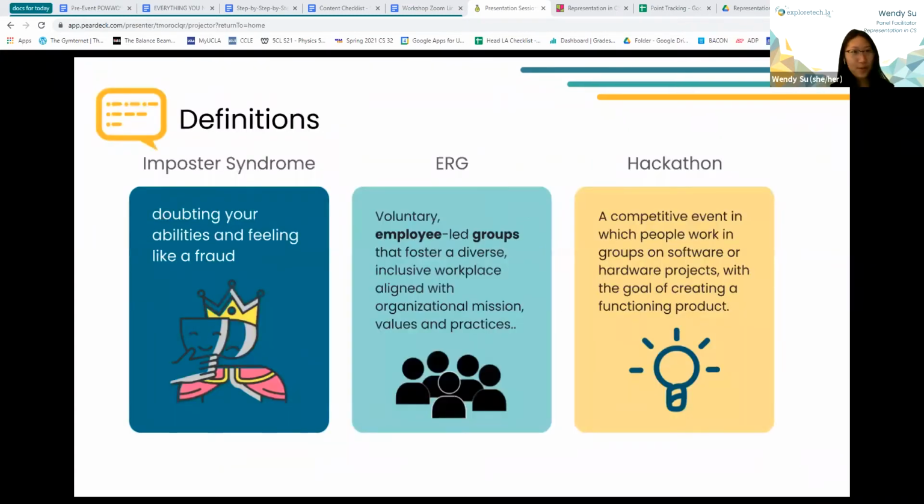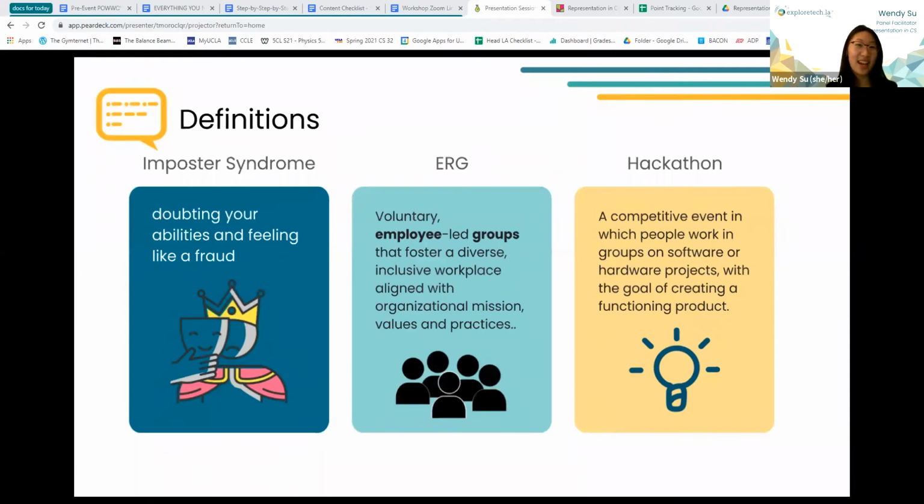Before we start introducing our amazing panelists, here are a few definitions of some things we'll be talking about in our panel, or our panelists might bring up in their introductions. Our first one for today is imposter syndrome. Imposter syndrome is doubting your abilities and feeling like you're a fraud and that someone is going to expose you for being a fraud. It's very common in university settings as well as workplace settings. But just know you are not an imposter, you belong here.